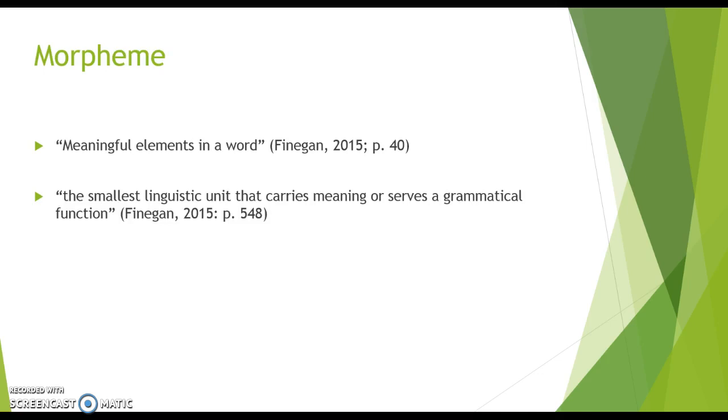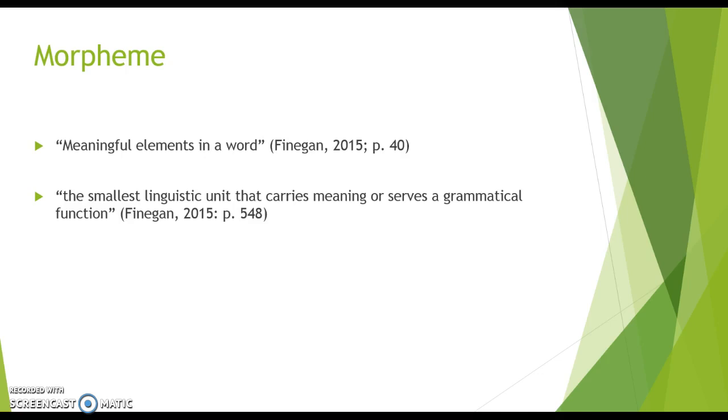Now, what's a morpheme? Well, Finnegan gives two different definitions. One is just the meaningful elements of a word, and that seems logical, it seems understandable. And in the glossary of Finnegan's book, morpheme is described as the smallest linguistic unit that carries meaning or serves a grammatical function.